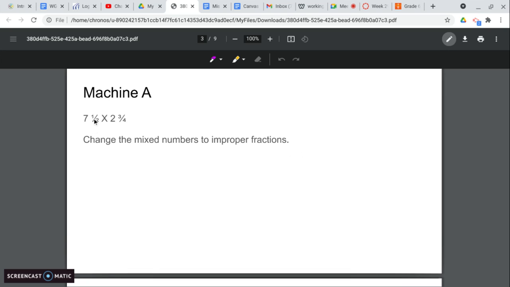So 7 times 2 is 14 plus 1 is 15. So we have 15 over 2 times 2 times 4 is 8. 8 plus 3 is 11. All right, so now we're going to take 15 times 11, which will get us 165, over 2 times 4, which is 8. Now, you need to convert these back to mixed numbers.